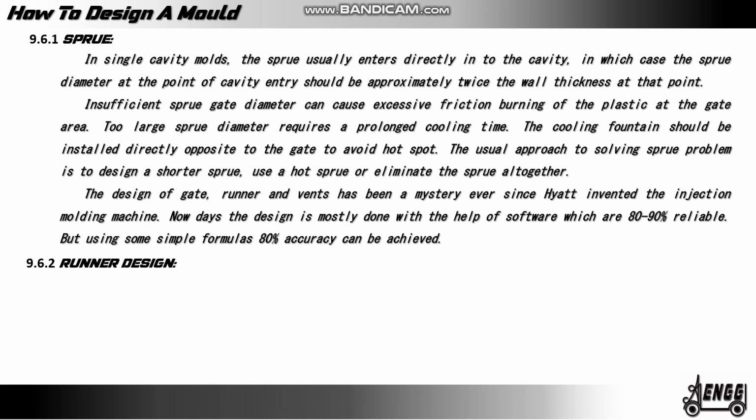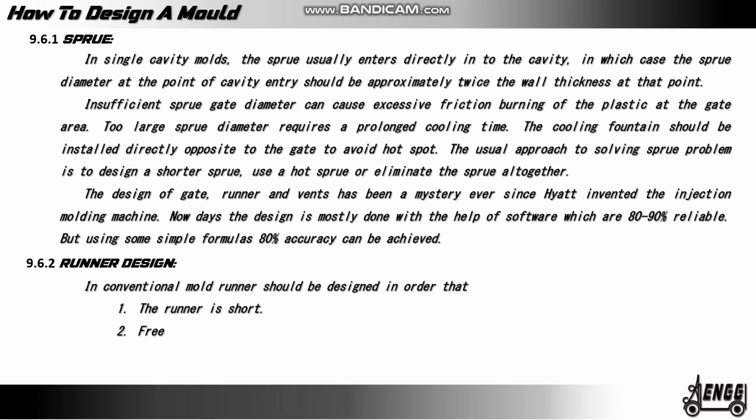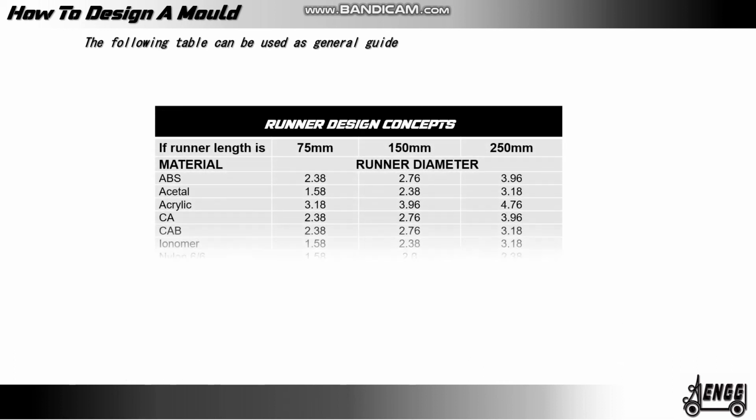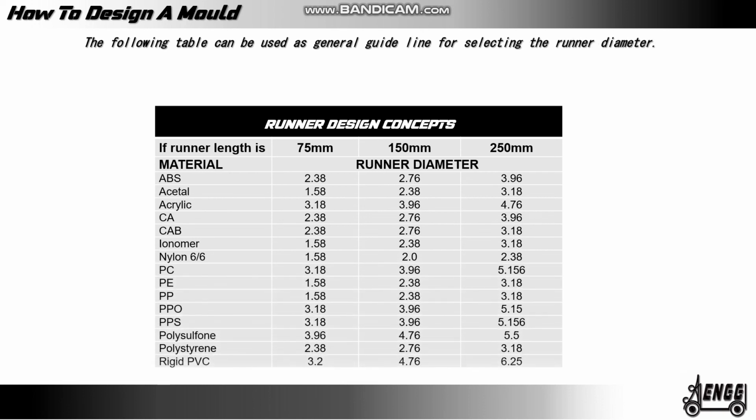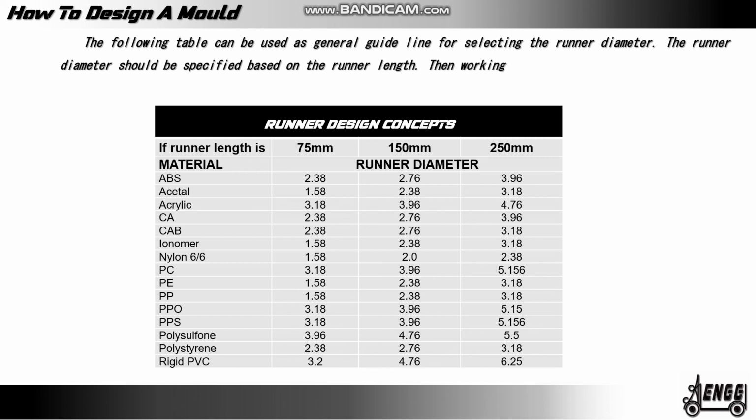Runner design. In a conventional mold, the runner should be designed so that it is short, free from bends, with equal runner length in multi cavities and minimum cross section. The following table can be used as a general guideline for selecting the runner diameter. The runner diameter should be specified based on the runner length. Then working towards the sprue, runner diameter should increase with each 90-degree turn the runner makes.